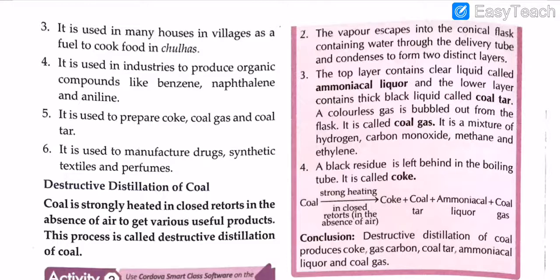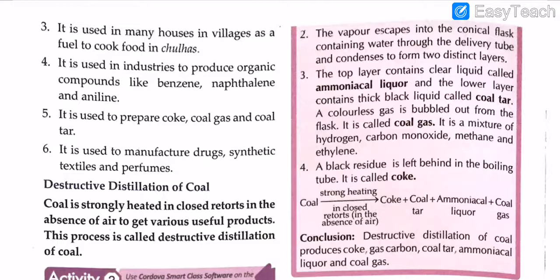Then the fourth one: it is used in industries to produce organic compounds such as benzene, naphthalene and aniline. If you don't know, naphthalene balls are used in deep cleaning of your house. So yes, it's also used in industries. It is used to prepare coke, coal gas and coal tar. And it is used to manufacture drugs, synthetic textiles and perfumes.